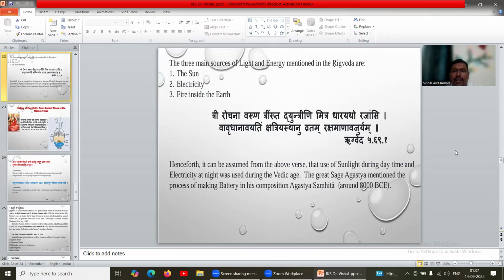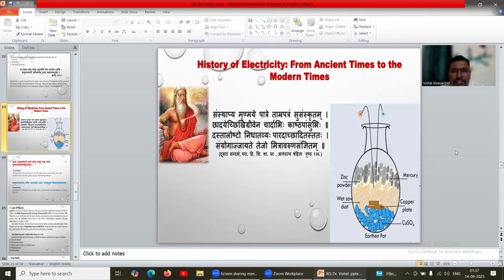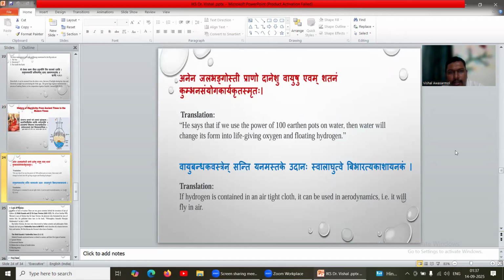The great sage Agastya mentioned the process of making a battery in his composition, Agastya Samhita, in around 8,000 BC. Now we see the history of electricity from ancient times to modern times. Here is one of the shlokas, and we can see the image. In this slide, we see one Sanskrit shloka.